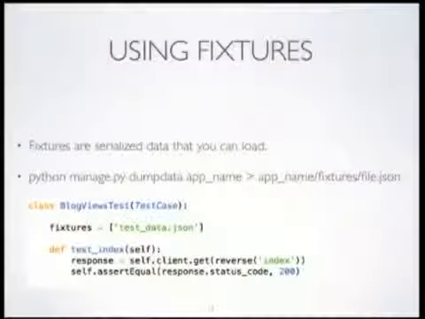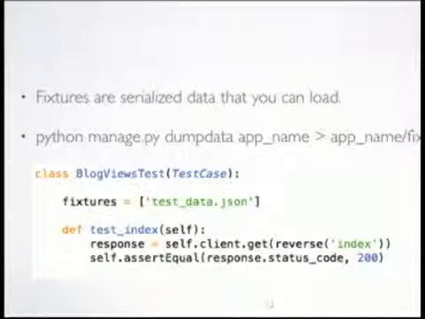You can do it by dumping data from your database. You do that by python manage.py dumpdata, the app name, and you just pipe it into a JSON file. And then you include it by just having fixtures equal the file name. Some warning here, fixture names are global, so just be careful with having the same name.